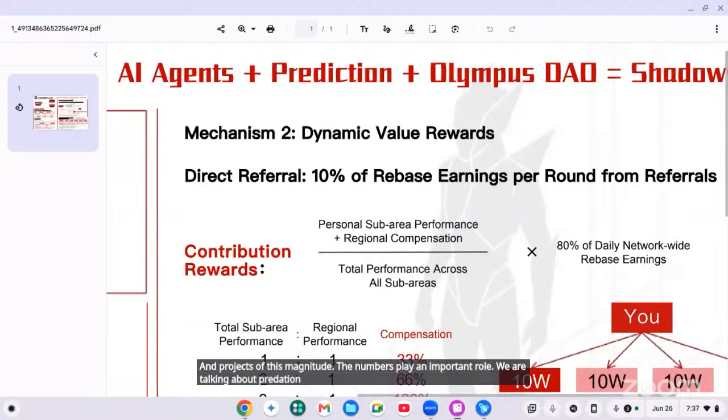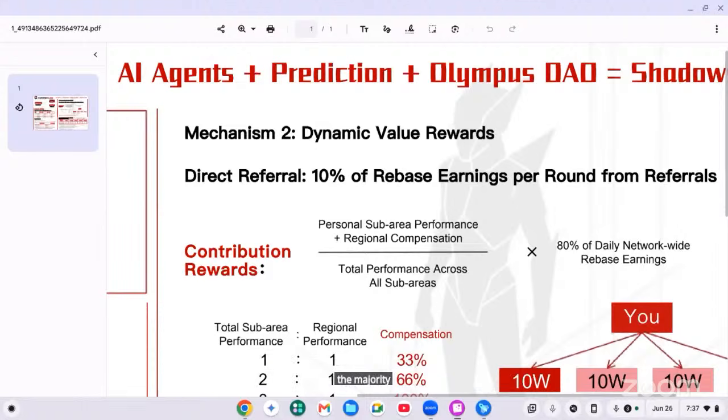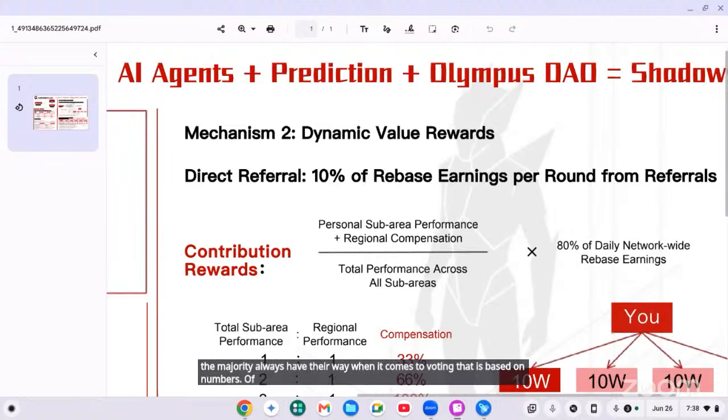This prediction market is mostly a game of numbers. Remember the regular saying: the majority always have their way when it comes to voting that is based on numbers. Of course, in real-world prediction, it's not always like that. But there is a way these numbers influence what we call the odds, or the chances of things happening.